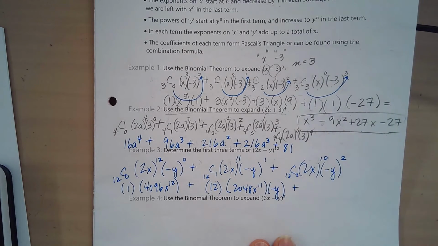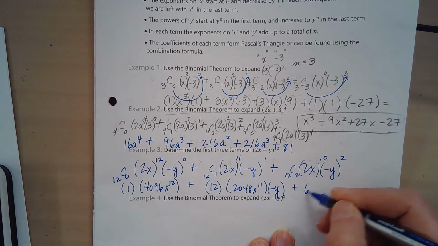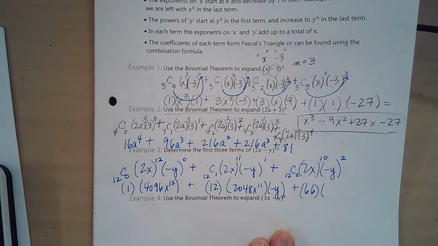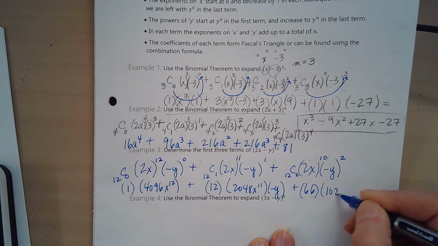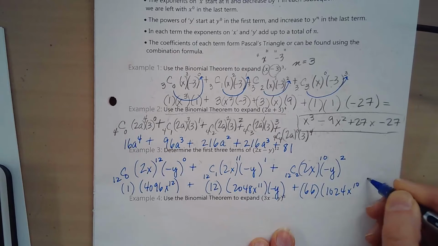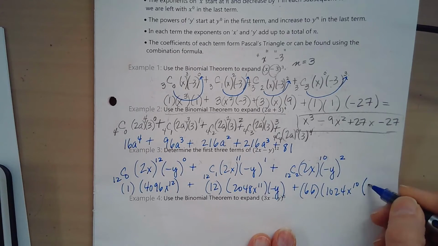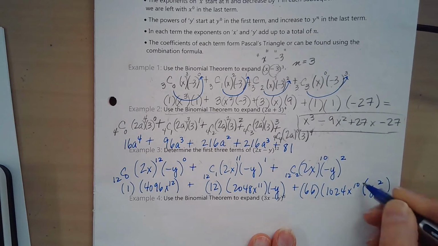And then finally I have 12C2, which is 66. And 2 power 10 is 1024, x10. And negative y times negative y is just y squared.